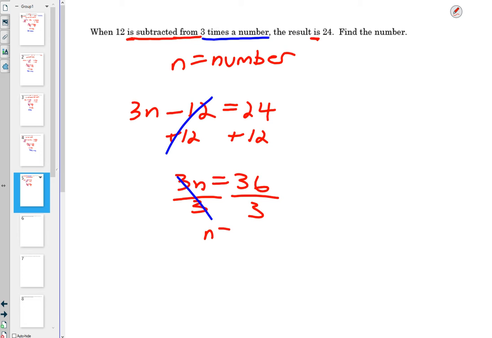Like everybody except Emma got it. But since there was no unit here, it was just a number, you could leave it like that. There's no special context that needs to be provided.